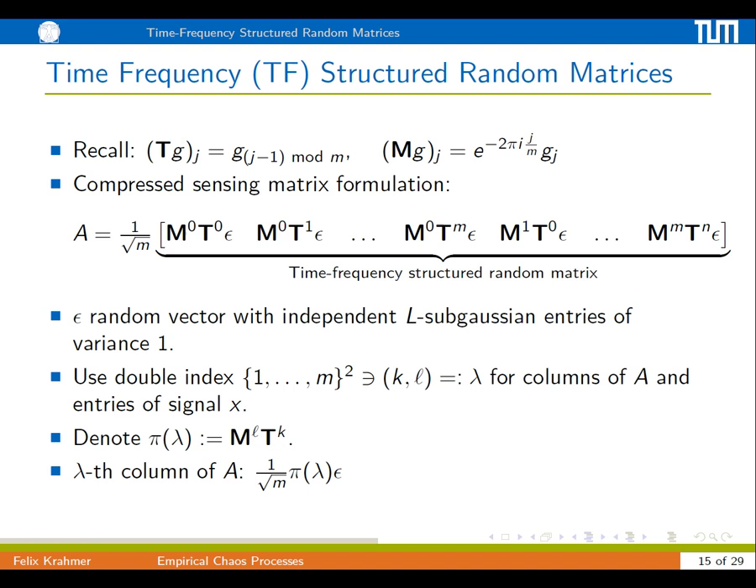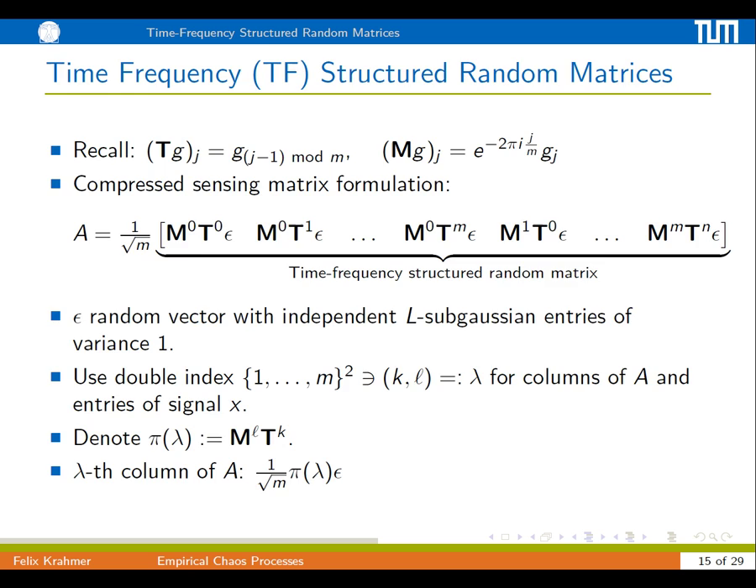Epsilon, what we choose here, is a random vector with independent L subgaussian entries of variance 1. So again, if you're not familiar with the notation, think of it being a standard normal random vector, or a vector with plus or minus 1 with equal probability in each component independently. Because we are in this time-frequency setup, we will use double indices, which we denote by lambda, k, and l. And then pi of lambda is this specific combination of M to the l and T to the k. And the lambda column of A is exactly 1 over square root of m times pi of lambda epsilon. Okay?